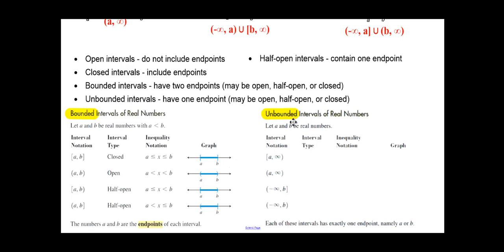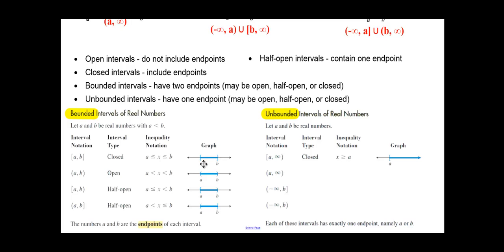So what does an unbounded interval look like? Again, we said they could be open, closed, or half open. This is an example of a closed interval because A is included, and its inequality says that anything that's bigger than or equal to A. So it goes off to the right. It is unbounded on the right-hand side. So there's a boundary on the left, but none on the right.